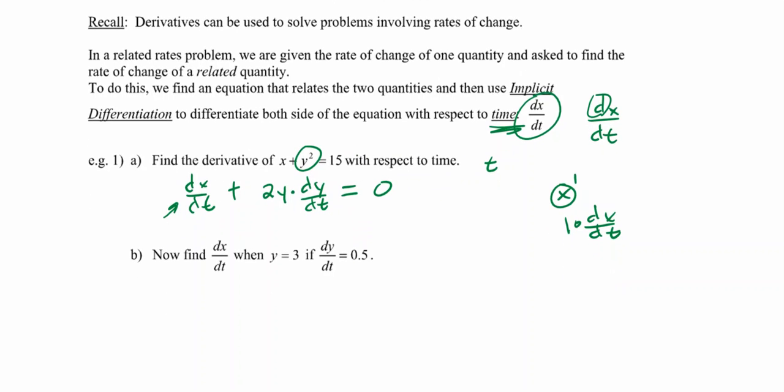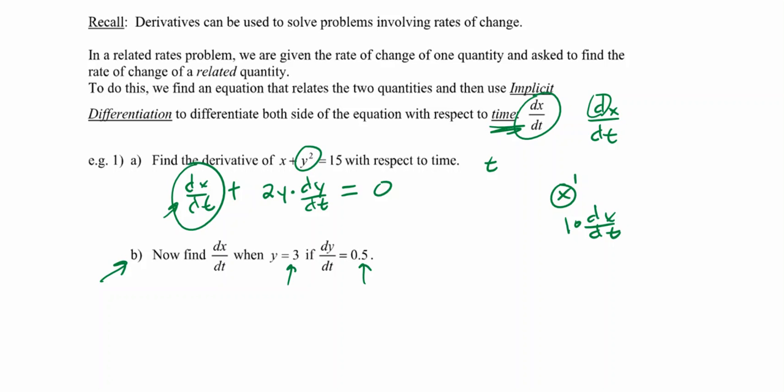So there you go. That is the derivative with respect to time, and we can't really do any more than that. But now in part B, it says find dx dt when y is 3 and dy dt is equal to 0.5.